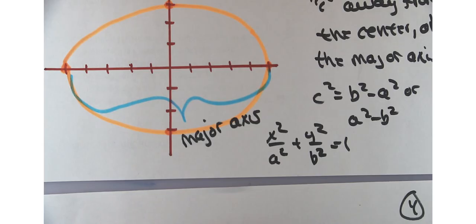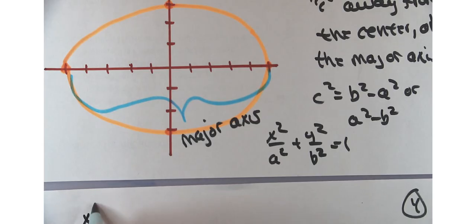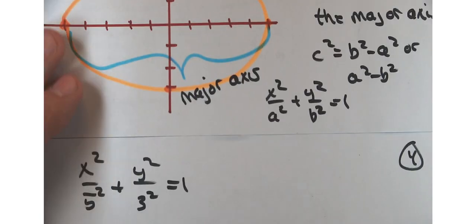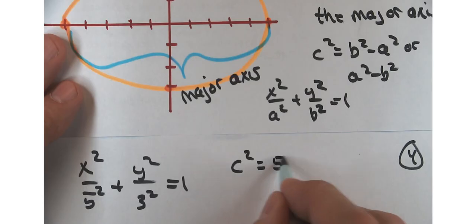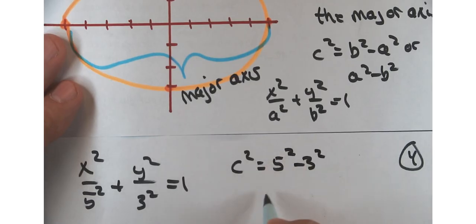All right, so let's take a look at x squared over 5 squared plus y squared over 3 squared. Let's calculate c squared. C squared is going to be 5 squared minus 3 squared, which is 25 minus 9, or 16.